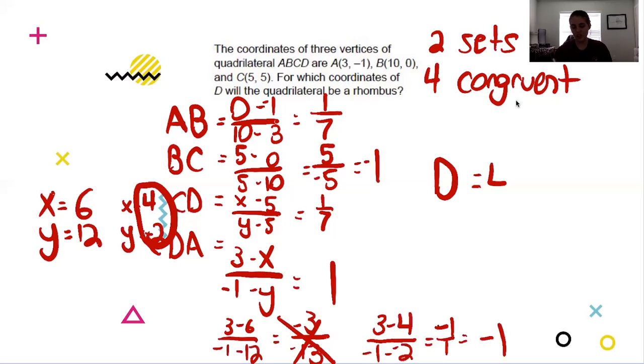So D should equal (4, -2). However, to make sure for absolute fact that this is a rhombus, I'm going to test two consecutive sides to make sure that their distances are the same. I'm going to do this in a different color. I'm going to do AB and BC.